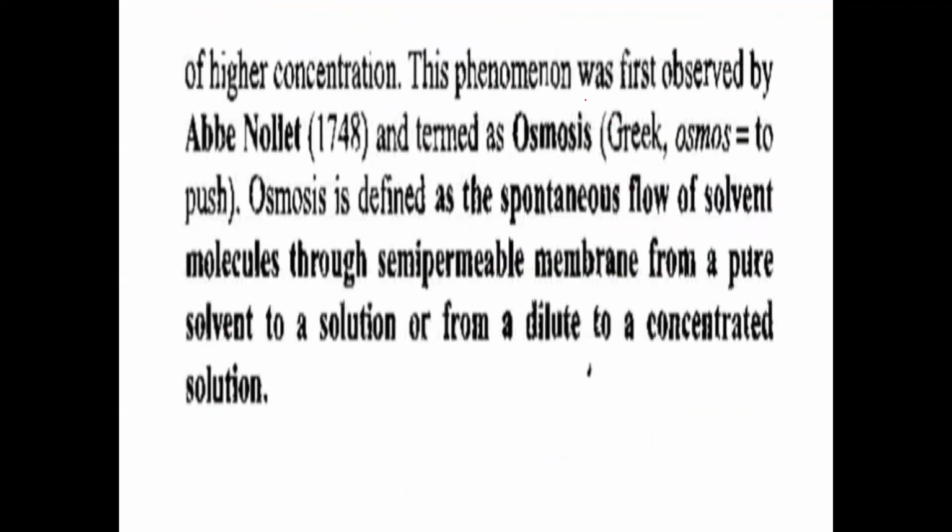This phenomenon, this movement of solvent molecules through a semi-permeable membrane, was first observed by Abbe Nollet. So what did Abbe Nollet first observe? The process of movement of solvent molecules from a lower concentration region to a higher concentration region. In 1748 he observed it and termed it osmosis. The phenomenon is called what? He called it osmosis.